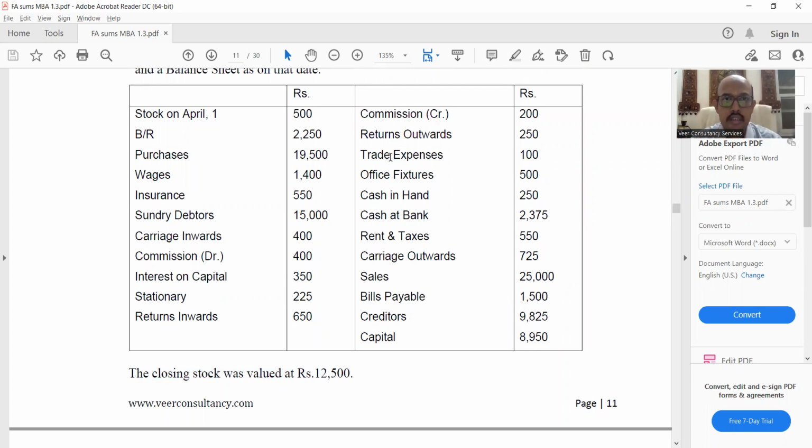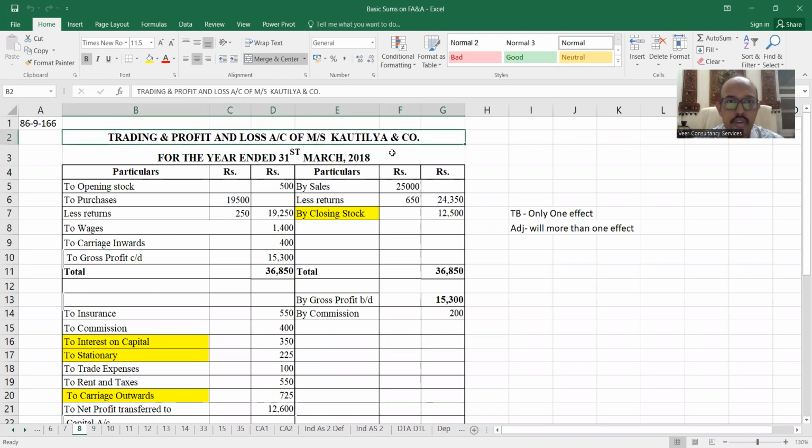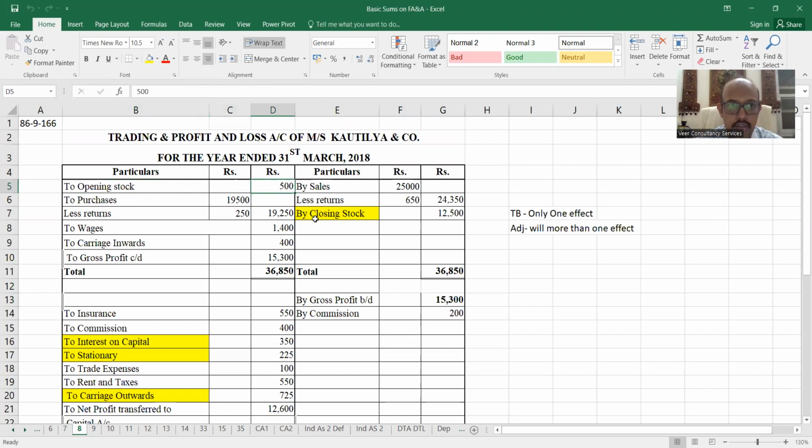So now let us see. It's over here, which you can see. I have made a trading account, trading and profit and loss account of Mrs. Kautilya for the year ended 31st March 2018. So we have just written whatever we just posted on that paper. So I have opening balance on the debit side, and we had said that two purchases, out of which I have done sales. As always, we make two columns, inner column and outer column.